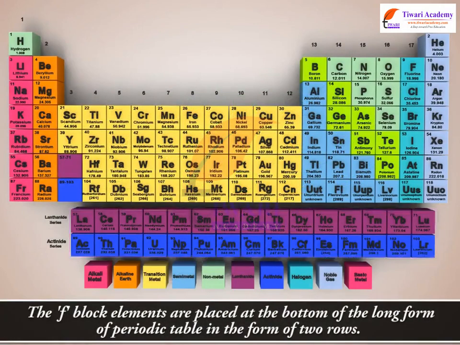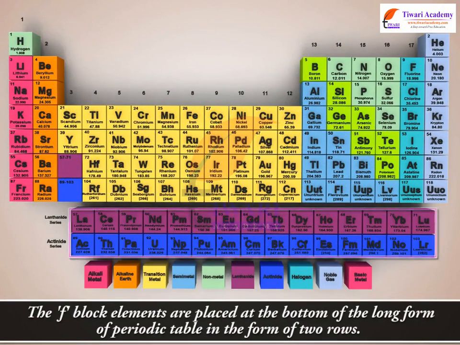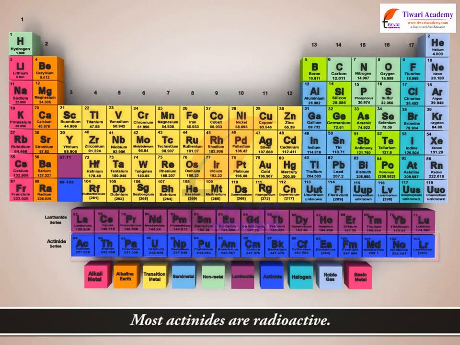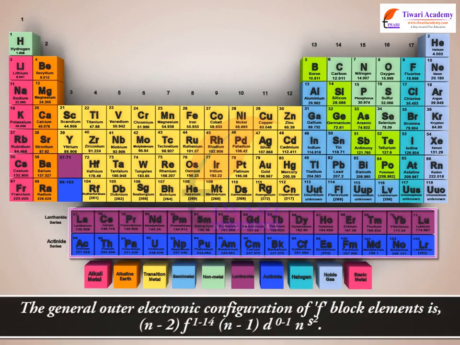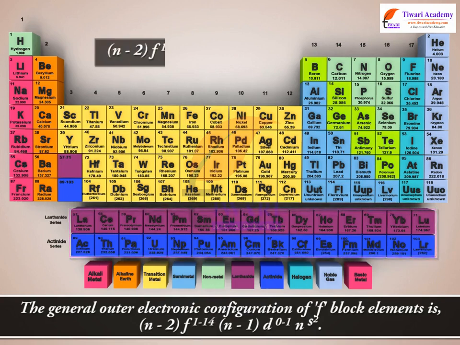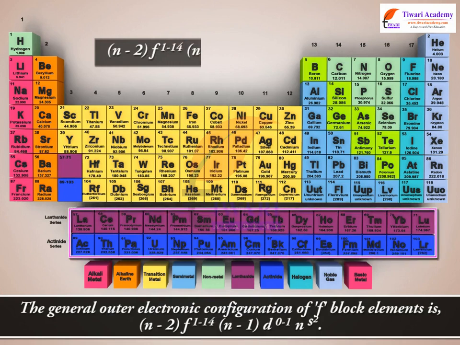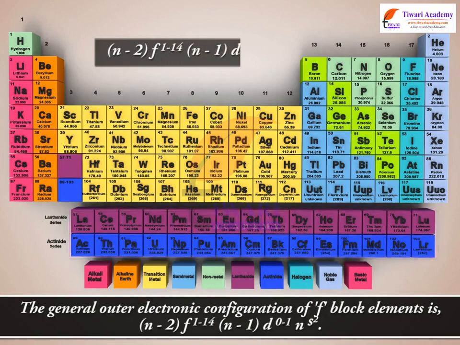The F block elements are placed at the bottom of the long form of periodic table in the form of 2 rows. Most actinides are radioactive. The general outer electronic configuration of F block elements is (n-2)f1 to 14 (n-1)d0 to 1 ns2.